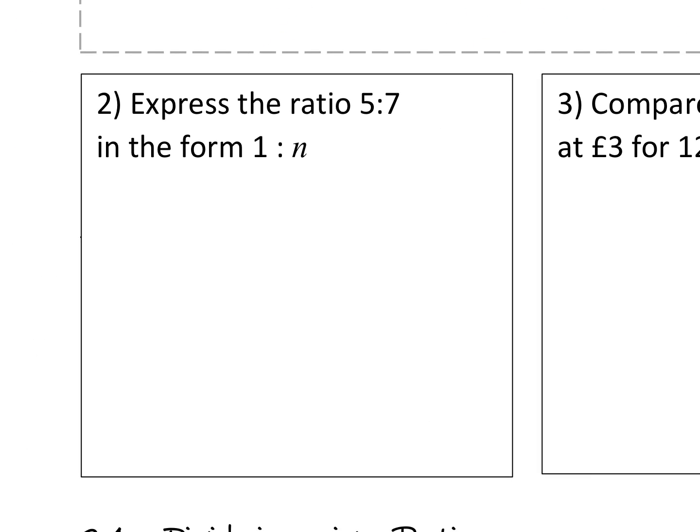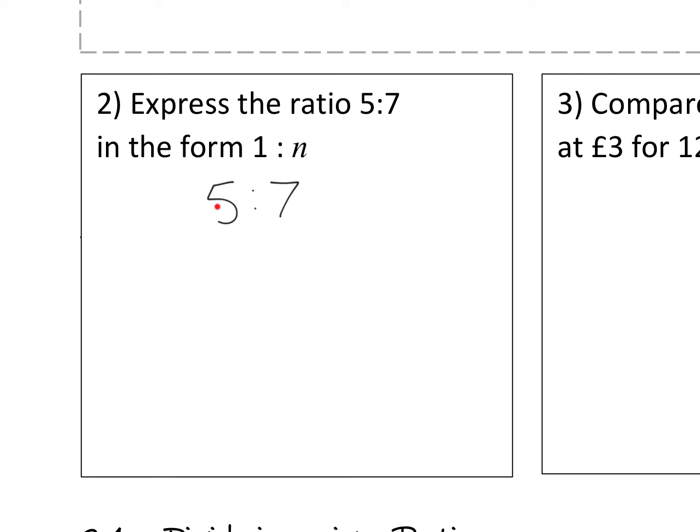Example 2, we have to express the ratio 5 to 7 in the form 1 to n. So 5 to 7 is a simplified ratio, but sometimes it's useful to have something in the form of 1 to n. For every one of something, you need so many of something else. For example, exchange rates would be like that. If you have £1, you want to know how many euro you've got. You don't necessarily want to know what £5 gets you, 7 euros. This can be more beneficial.